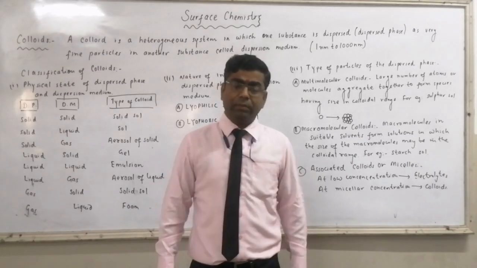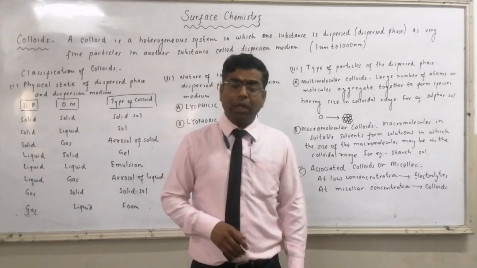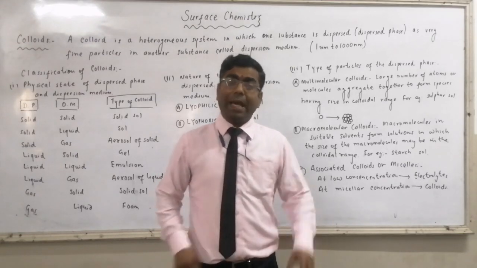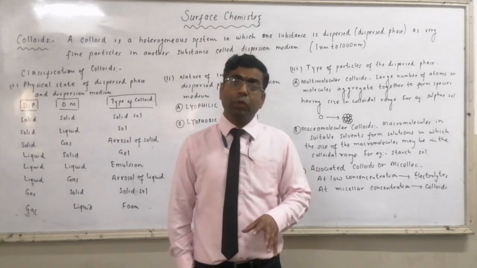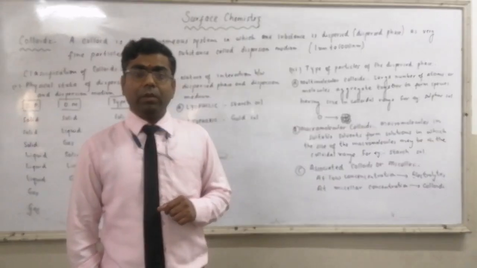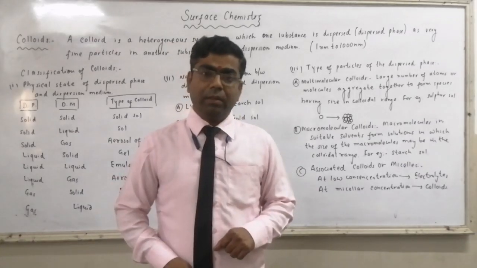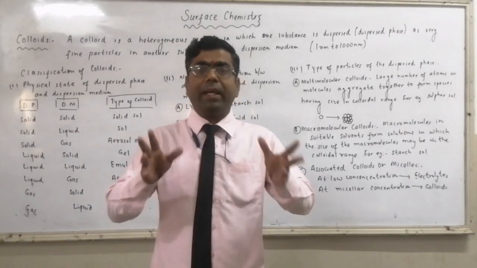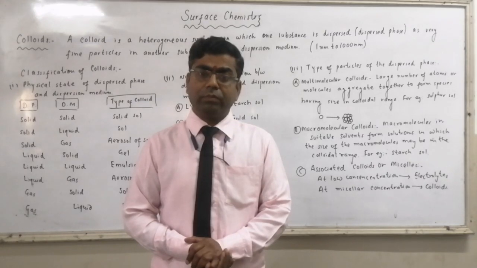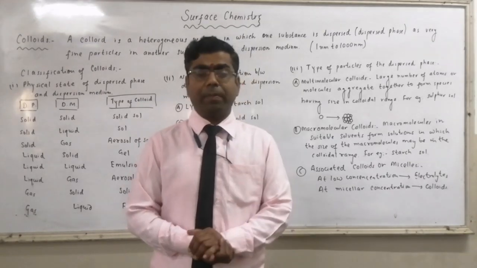So how to get the emulsion? How to get the colloid? We have to add soap solution. Soap solution here will work as a stabilizing agent, and then only we can get the colloid. These are irreversible in nature.